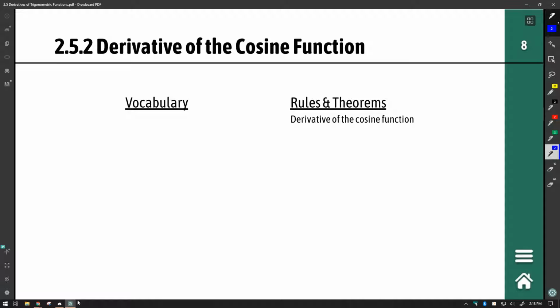Next is 2.5.2, the derivative of the cosine function. No new vocabulary here, but we do get the rule for differentiating the cosine function. The derivative of the cosine function is on the next slide.